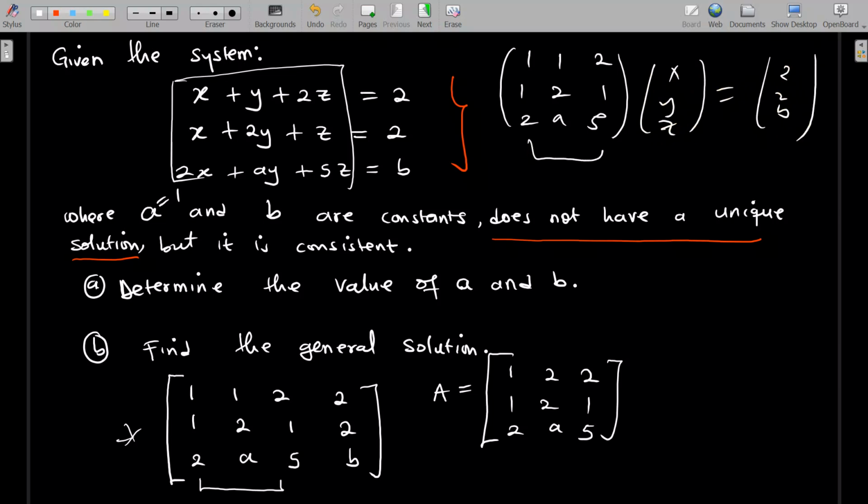So if you find the determinant of that matrix and you have 0, then the system has no unique solution. But if you get a determinant which is not 0, then your system has a unique solution.